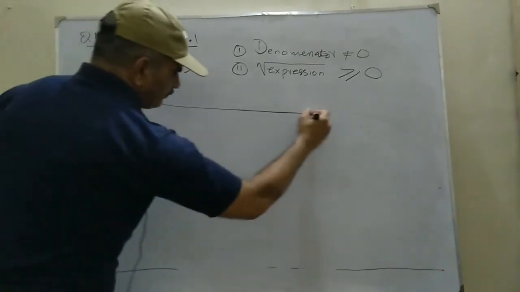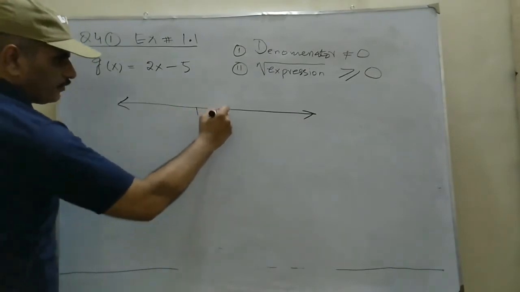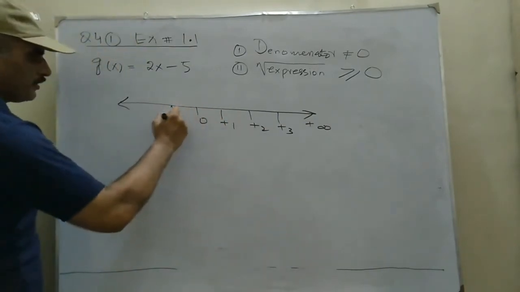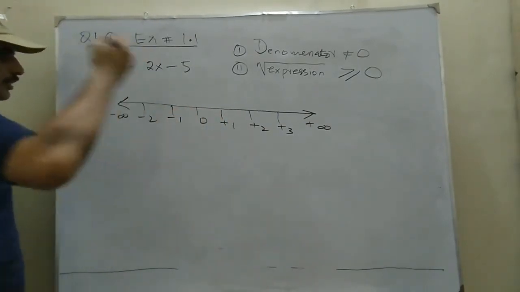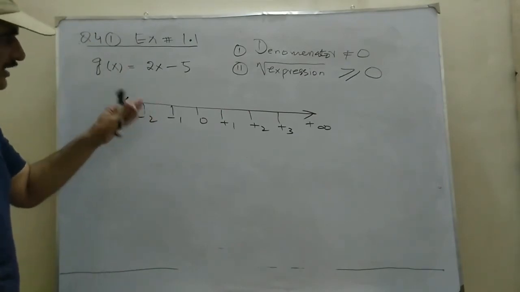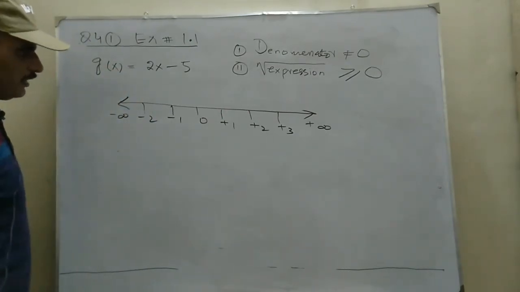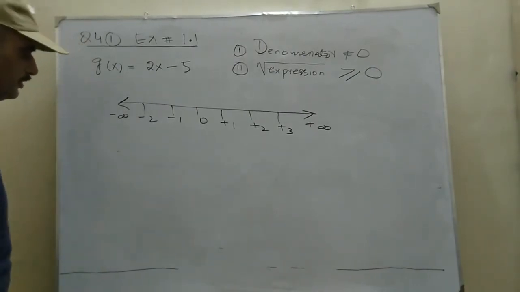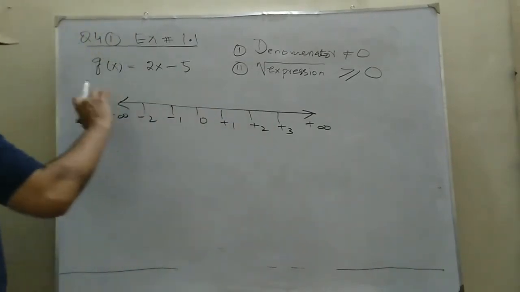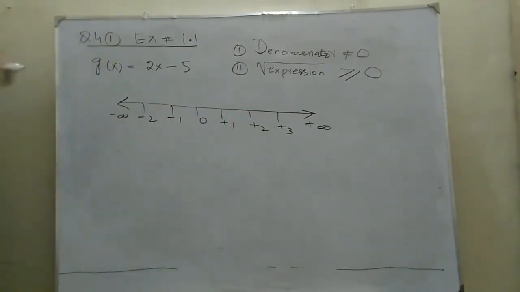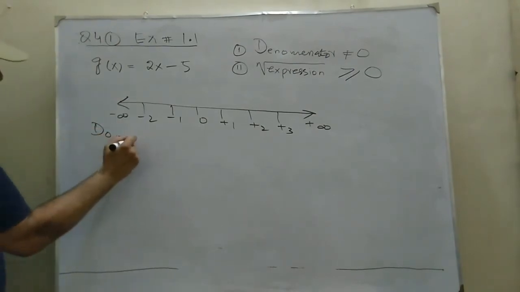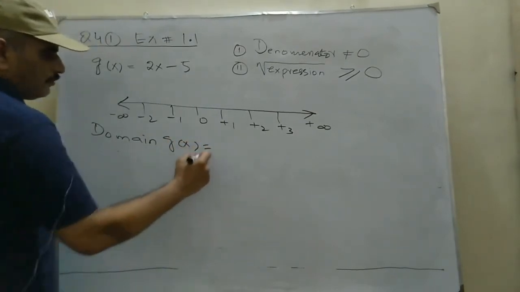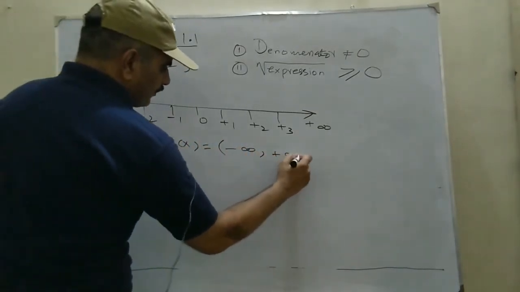That is our number line. The number line is 0, plus 1, plus 2, plus 3 up to infinity, minus 1, minus 2 up to minus infinity. You are free to put any value as domain in this function. There is no restriction because there is no denominator and no radical expression. So we can put any value from this number line. So for this function, domain will be minus infinity to plus infinity.